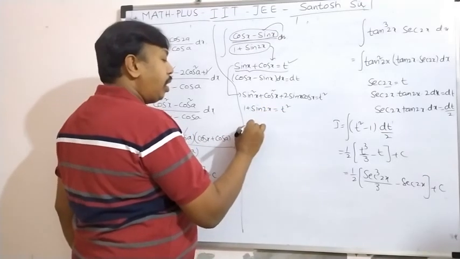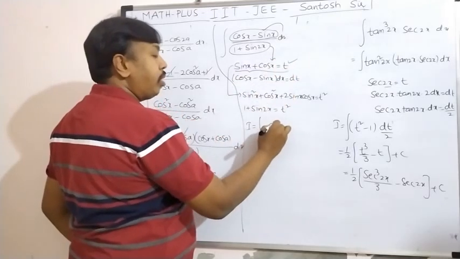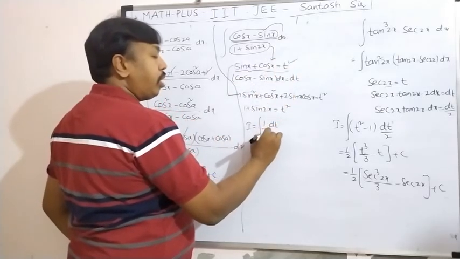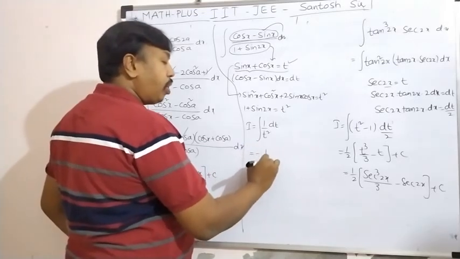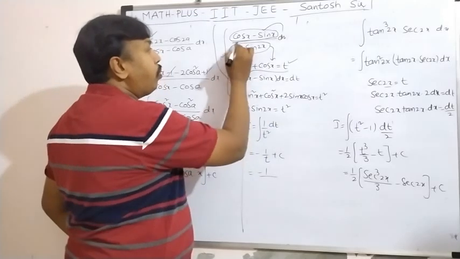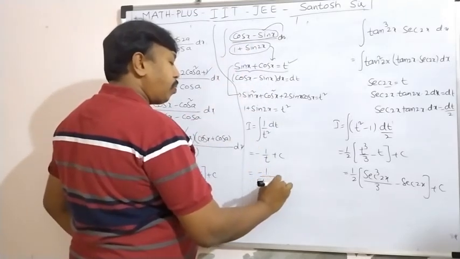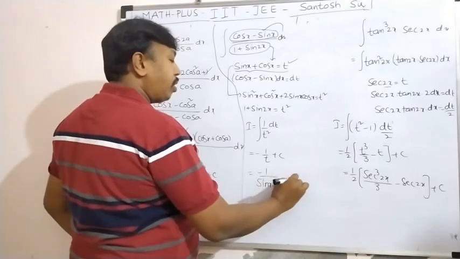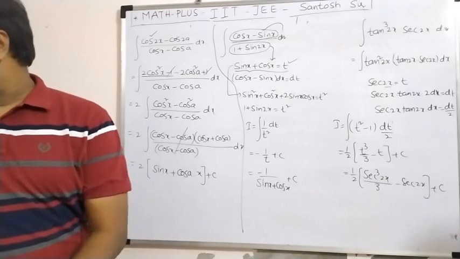Now see, integration, this entire thing is dt upon t square. So the integration of 1 upon t square is minus 1 upon t plus c. So minus 1 upon, what is the t value? Sin x plus cos x. Minus 1 upon sin x plus cos x plus c. This is the solution for this problem, and we will discuss some more questions.